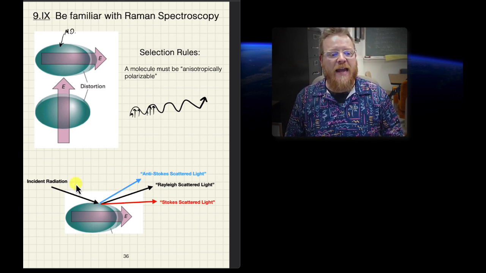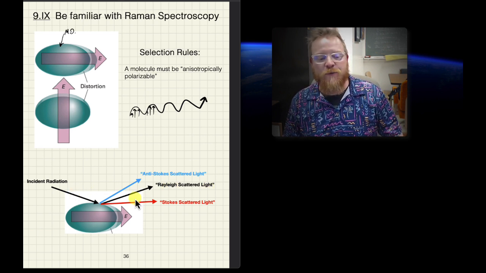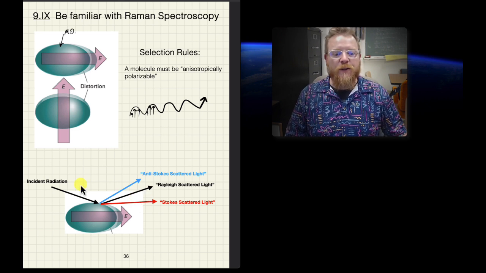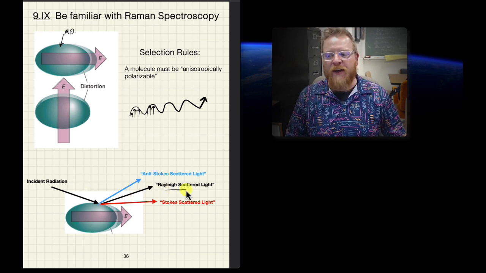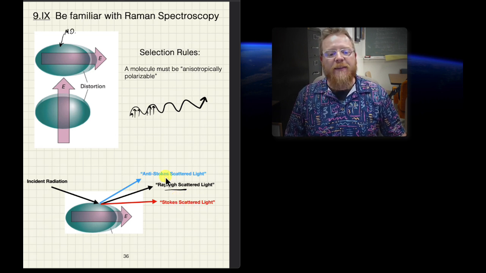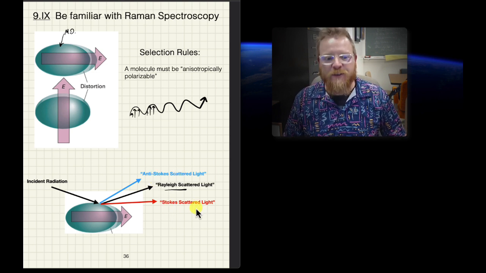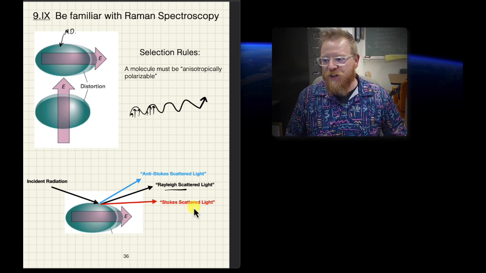For example, our Rayleigh scattered light, we could think of as analogous to specular reflection. There is no change in wavelength in the Rayleigh scattered light. In the anti-Stokes scattered light, there is a change in wavelength. And in the Stokes scattered light, there is also a change in wavelength.